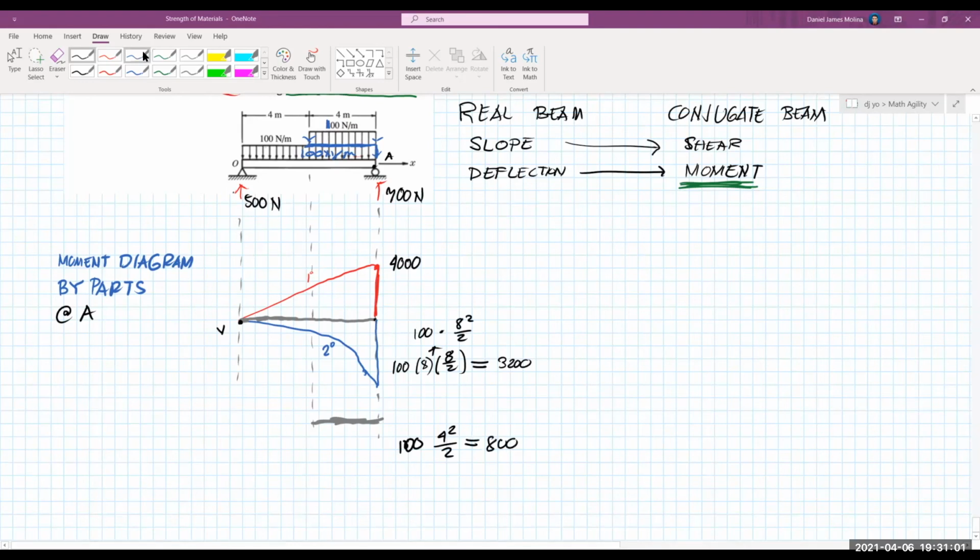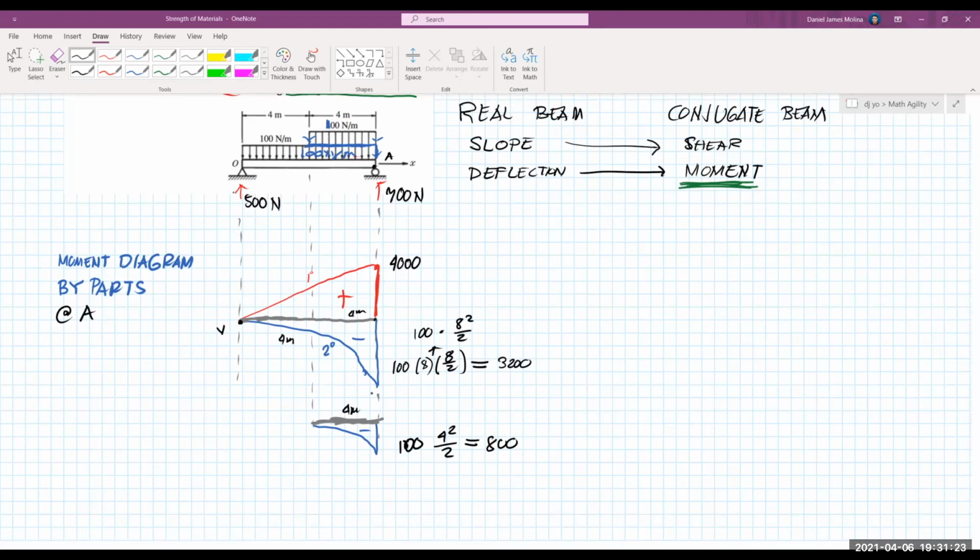So both are negative moments. Let's indicate that one: positive, negative, and negative. And then let's label the distances: 4 meters, 4 meters, 4 meters. So these are negative moments about A.